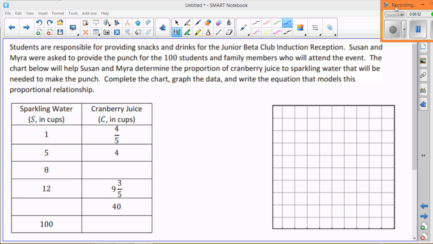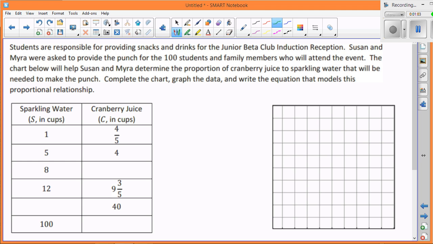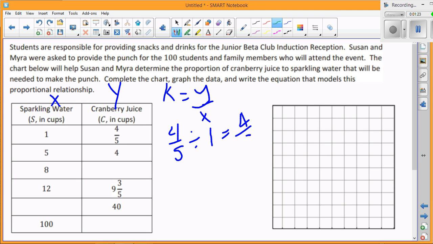First thing we need to do in order to complete the chart and graph the data, we have to find the constant. And we find the constant by taking the y value and dividing it by the x value. So constant equals y over x. And I picked the first column because both are filled in. Y is 4/5. If we divide that by 1, we'll get 4/5. So that means that the equation of the proportional relationship is y equals 4/5 of x.